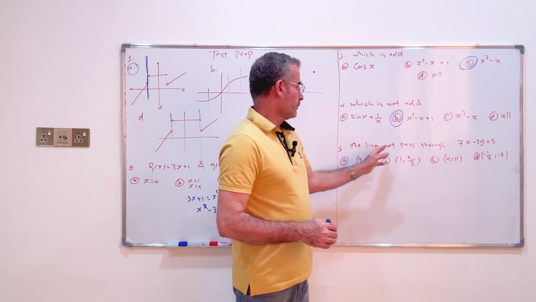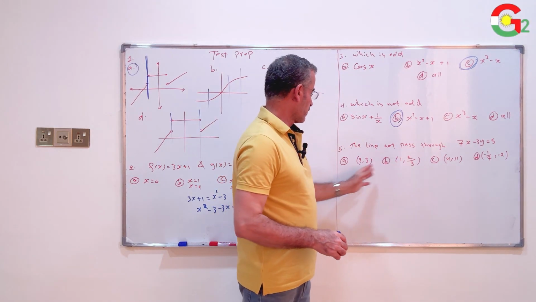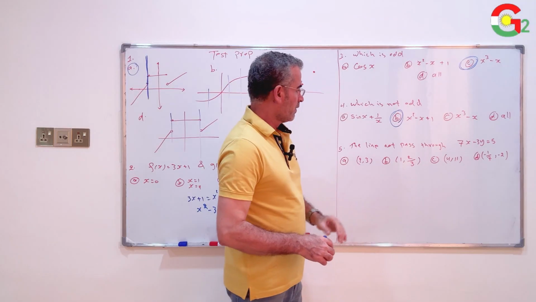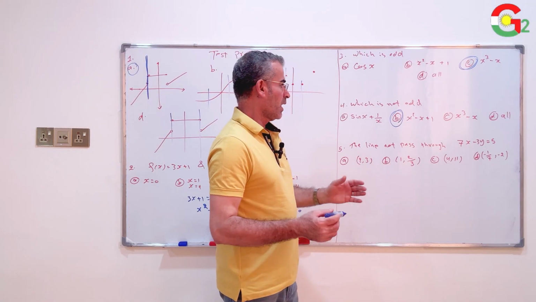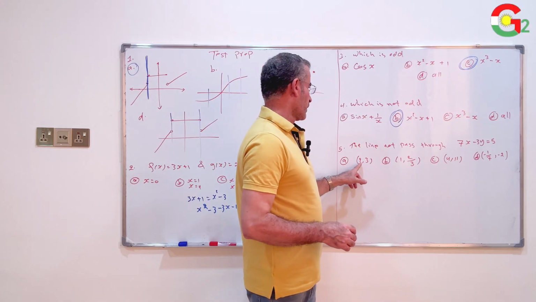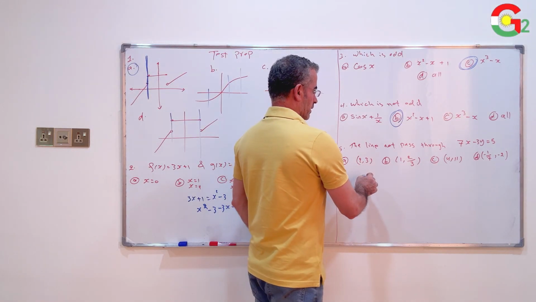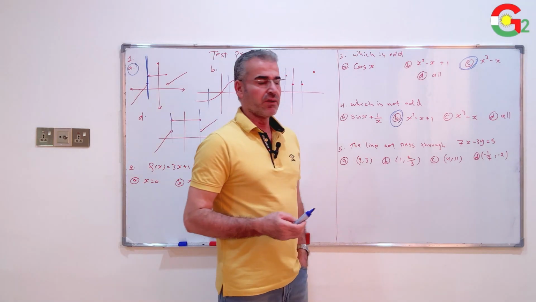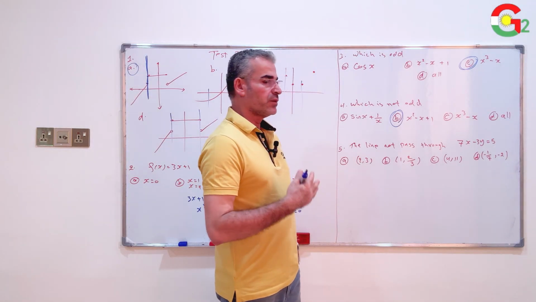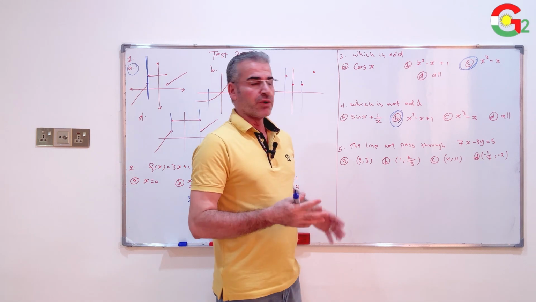The line 7x minus 3y equals 5 does not pass through which of the following points? I'll check one by one, substitute x with 2, y with 3, and find the result. If the result is 5, then the point passes through the line. If it is not 5, the point does not pass.